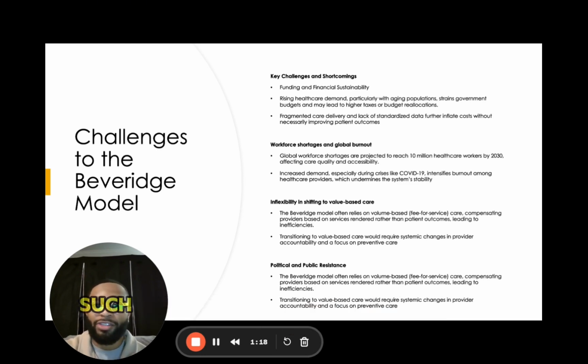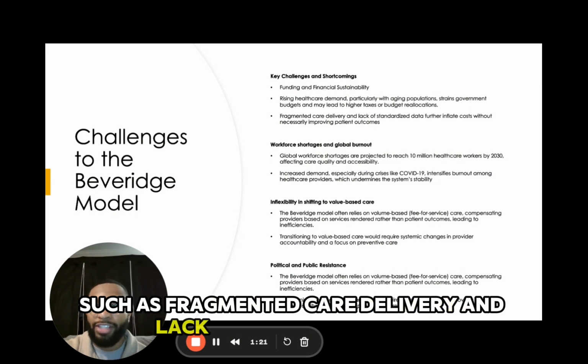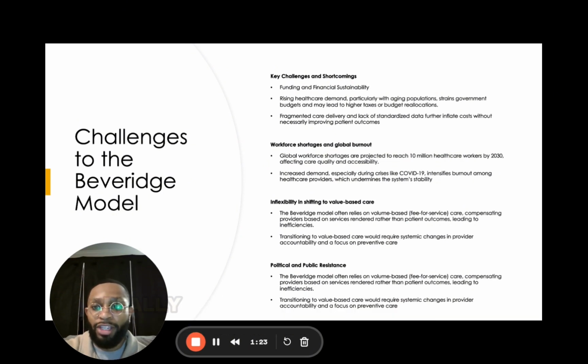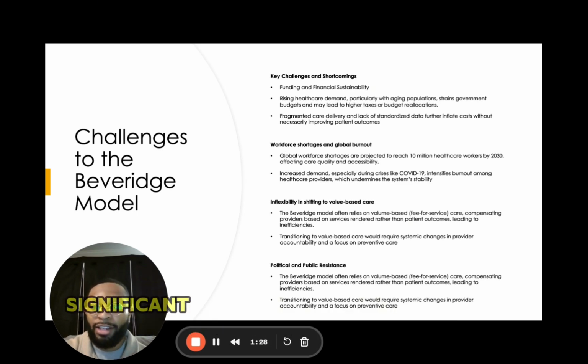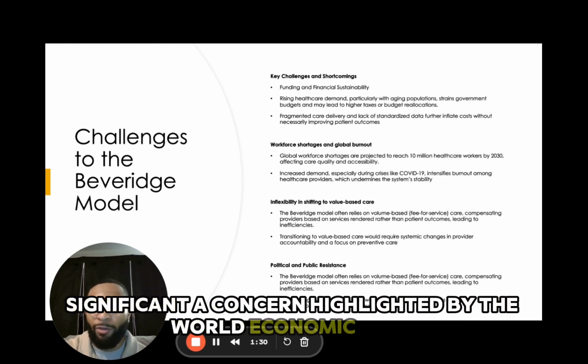Additionally, inefficiencies such as fragmented care delivery and lack of standardization exacerbate cost without improving patient outcomes, a significant concern highlighted by the World Economic Forum.